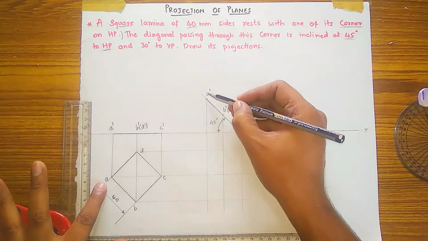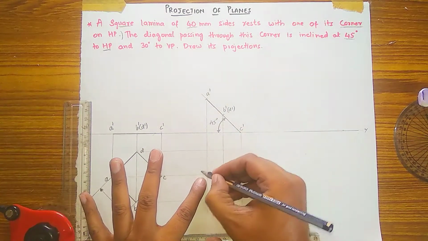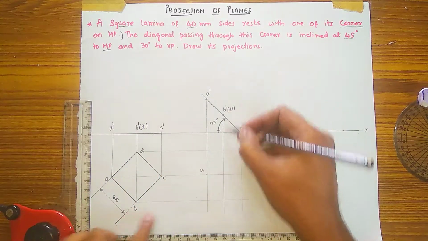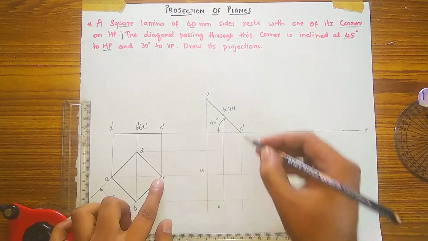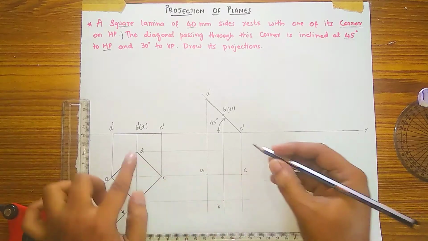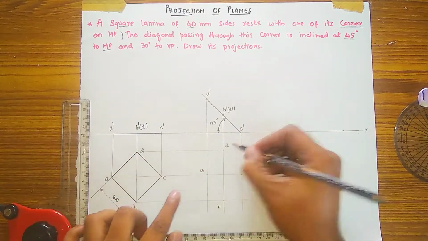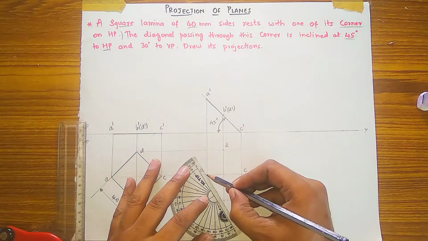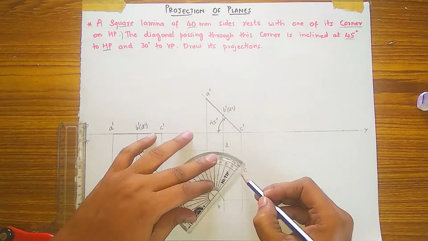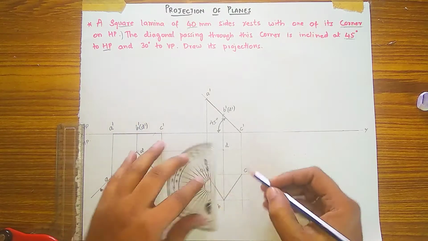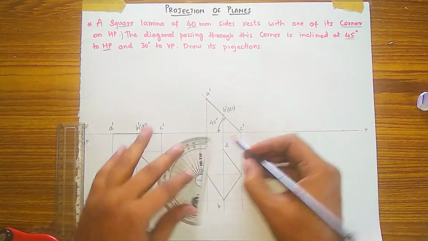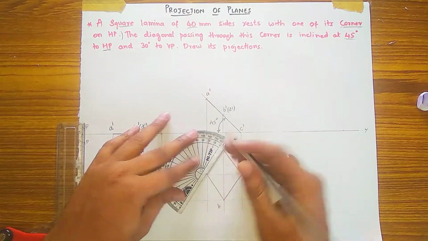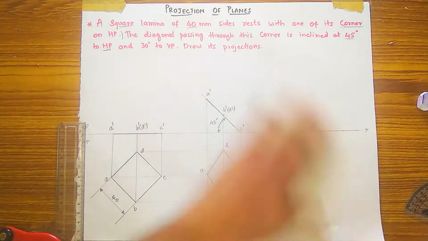For example, A, where is it meeting? Here, this is A. B, B, B. C, C, C. D, D, D. After removing the points, you have to draw the lines from A to B, B to C, C to D, D to A. Okay, now this second projection is finished.